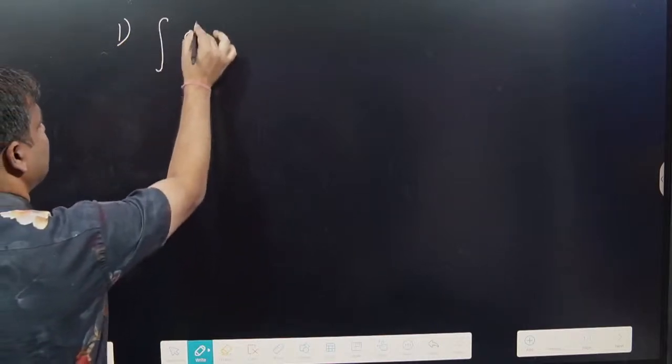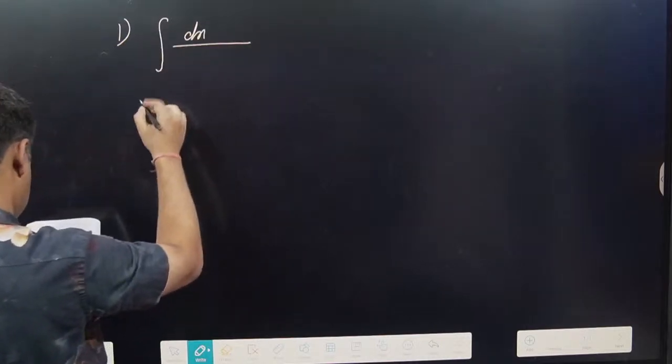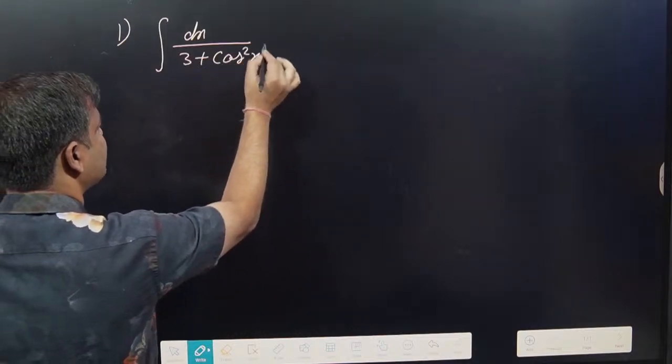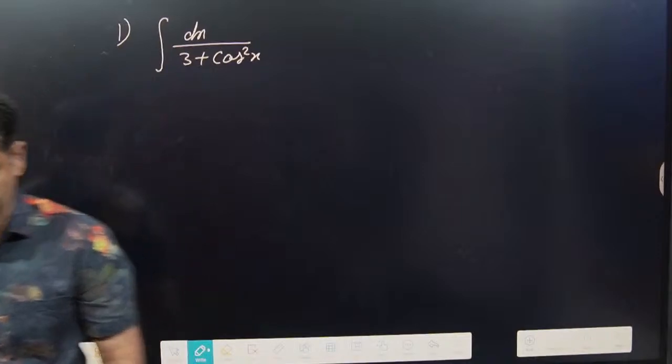Integration of dx divided by 3 plus cos square x. Okay, how can we do this type of problem?